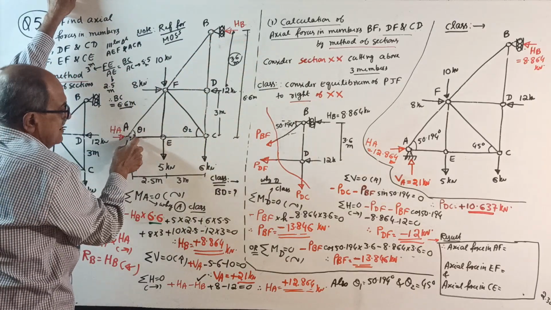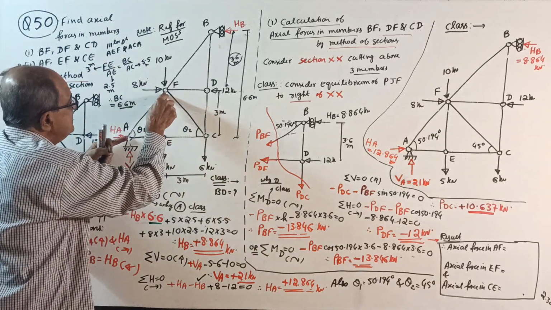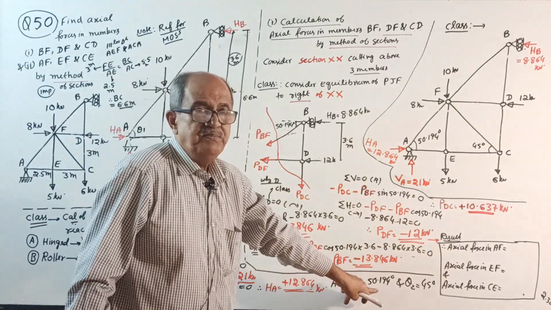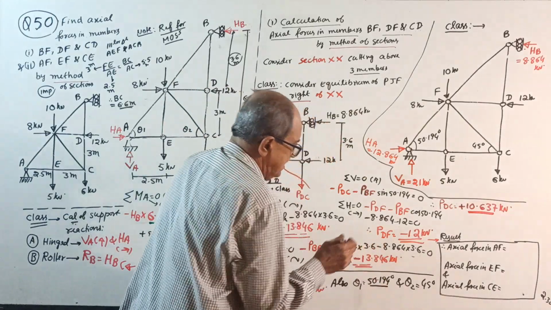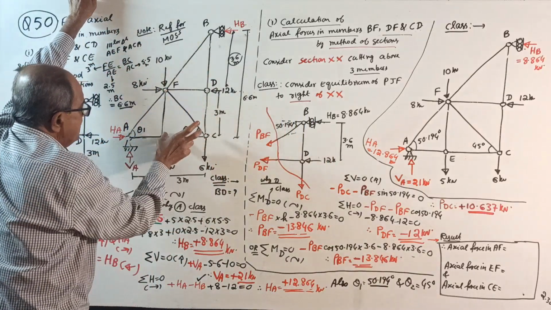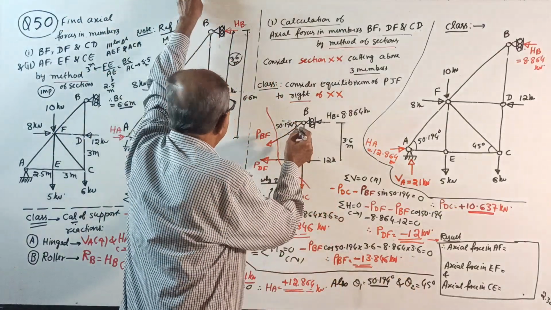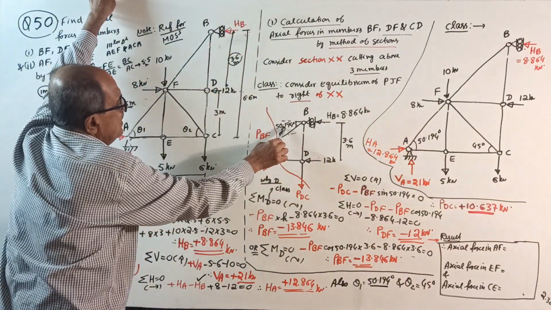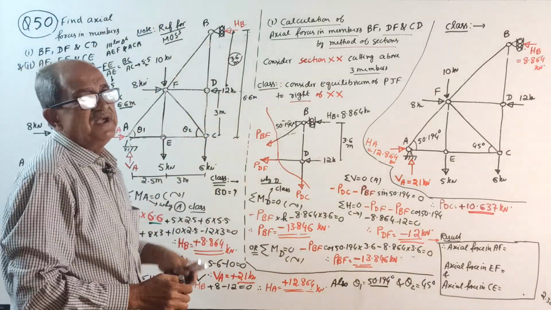Next, remember, there is one inclined member here. You require this angle, theta 1, you calculate. Tan theta 1 equal to 3 divided by 2.5. That's how I got 50.194 degrees. Show the calculation, don't copy. And tan theta 2 equal to 3 divided by 3, therefore 45 degrees. So later remember, for this member, this line, the angle with horizontal is 50.194, and for this one it is 45 degrees.